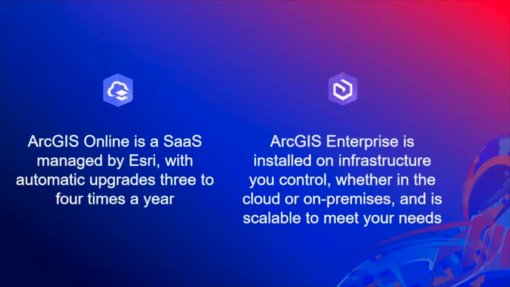Now, I've been talking about Online and Enterprise being the same thing. And even though they look very similar and they even share some of the same code, they are two separate products that fulfill different needs. ArcGIS Online is Esri's SaaS product. It's software as a service managed by Esri. So once your organization is set up, you log into a browser, you are good to go. No software installation required. You're not responsible for installation. You're not responsible for keeping it up and running. Esri maintains it for you.